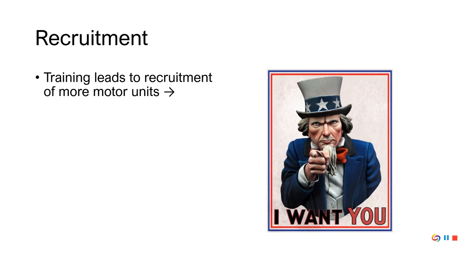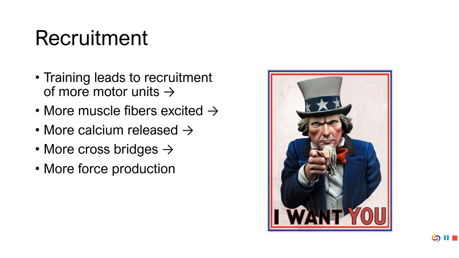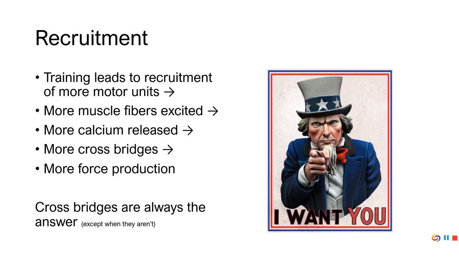Training leads to recruitment of more motor units. This isn't necessarily synchronization, but now I'm just telling more motor units, hey, we need more motor units. And with more motor units, I have more fibers being excited. That means more calcium is released, more calcium, more cross bridges, more force. Now I'm just adding to the number of muscle fibers that are available to produce force. Remember, cross bridges are always the answer.